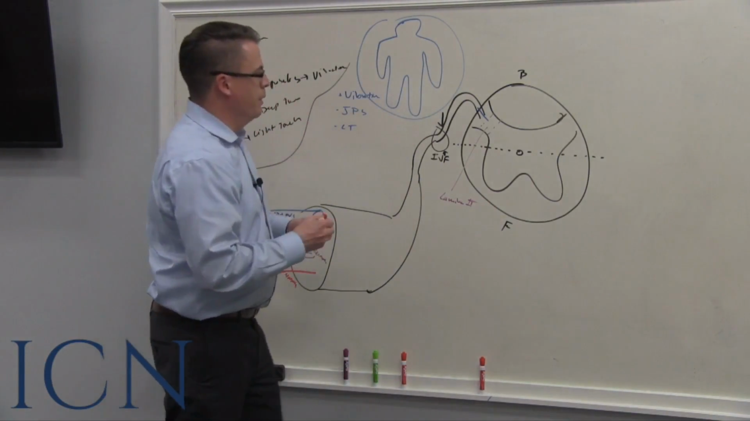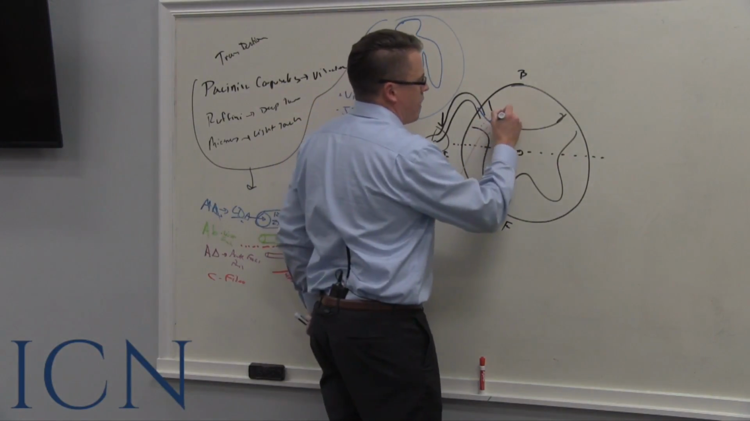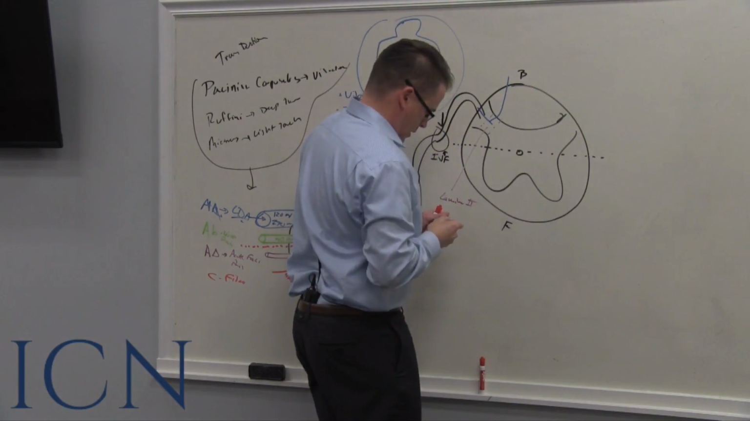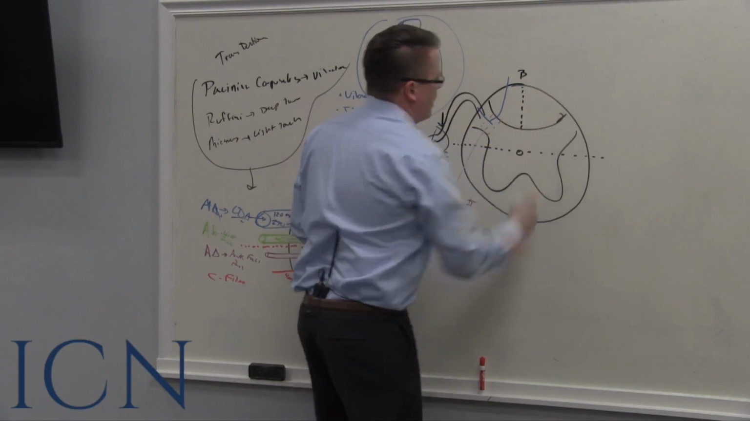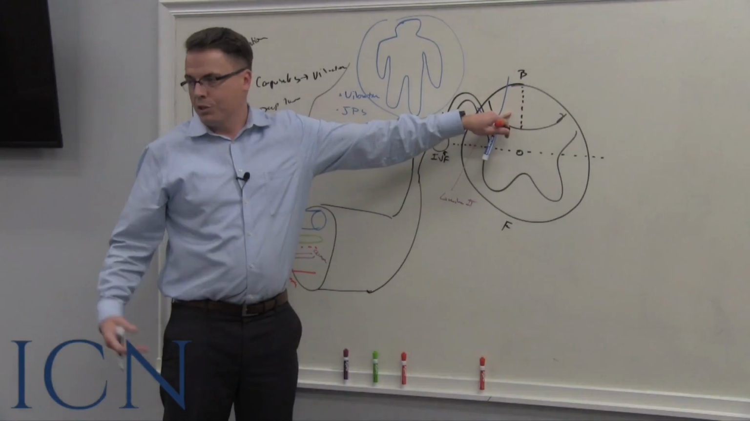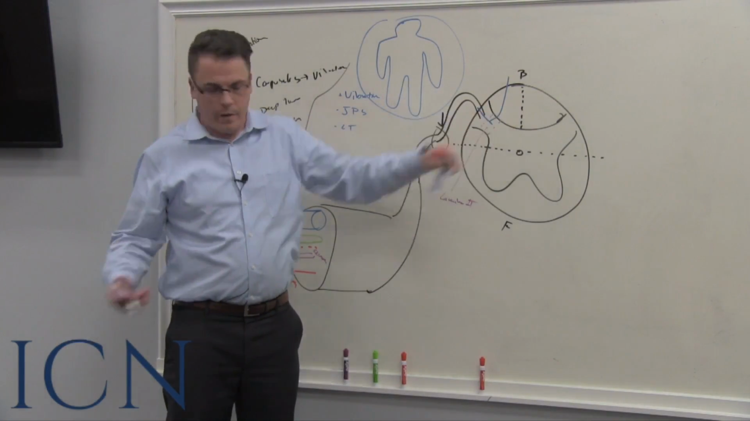At lamina 2, this nerve pathway is going to leave a little branch, and then it's going to travel up through the dorsal columns in your spinal cord, which is the back part of your spinal cord.